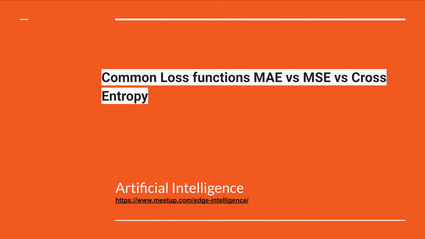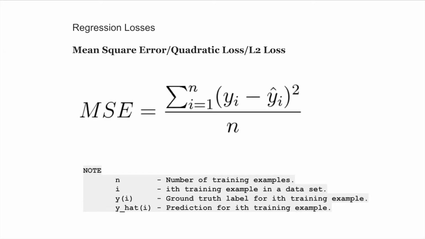I will talk about common loss functions: MAE, that is called L1 loss, MSE, that is called L2 loss, and cross entropy. I will start with regression losses. In general, the use cases are called regression and classification, so we have regression losses and classification losses. I will start with regression losses.